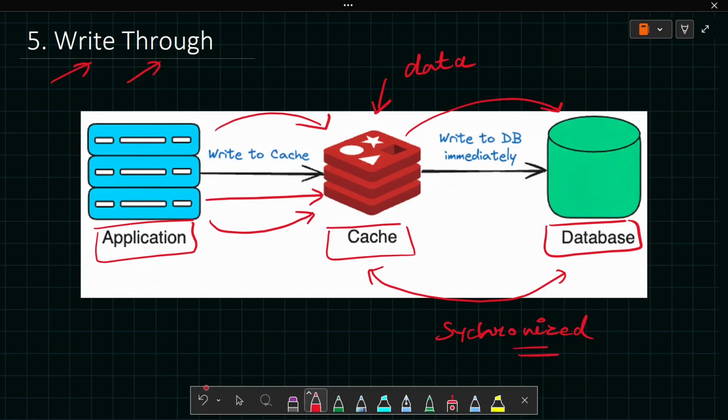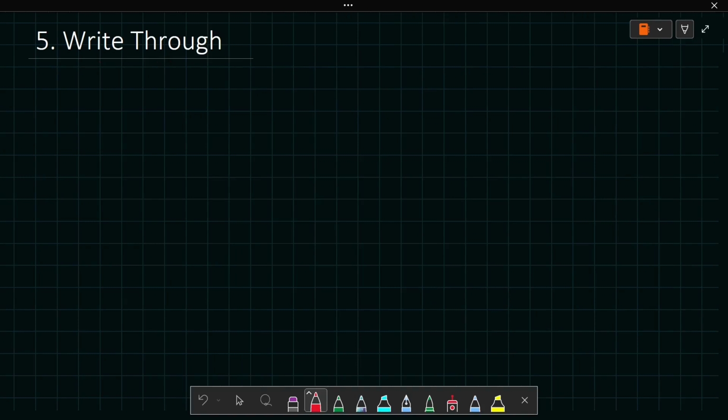The read request from the cache will always return the latest data. So this also avoids the risk of serving stale data, right? Now let's talk about some advantages of write through. What are the advantages? The first advantage is data consistency.